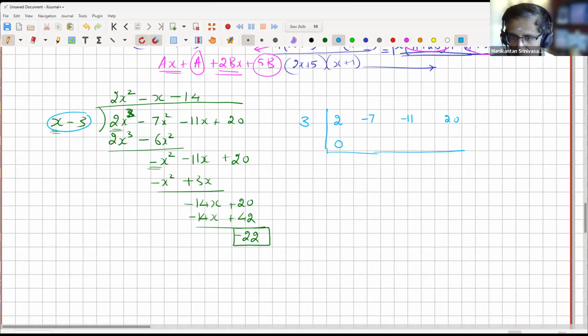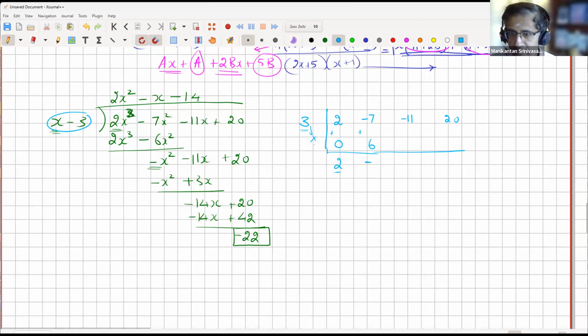First you add 2 plus 0 is 2. Now you multiply the 3 with the 2. So 3 times 2 is 6. Now add again. So always addition here. And the multiplication is always with this, right? So minus 7 plus 6 is minus 1. Okay. And then 3 times minus 1 is minus 3. Now add again. Minus 11 plus minus 3 is minus 14. Now multiply. 3 times minus 14 is minus 42.